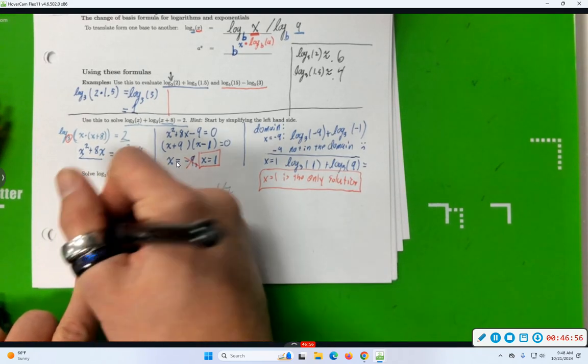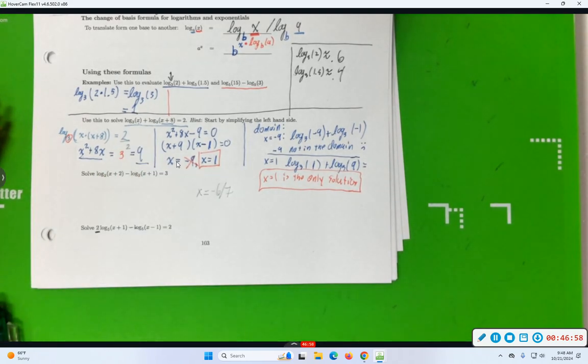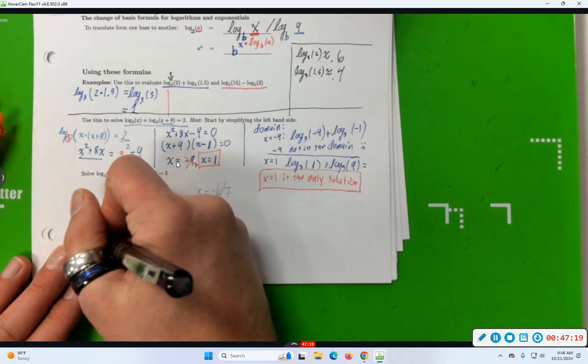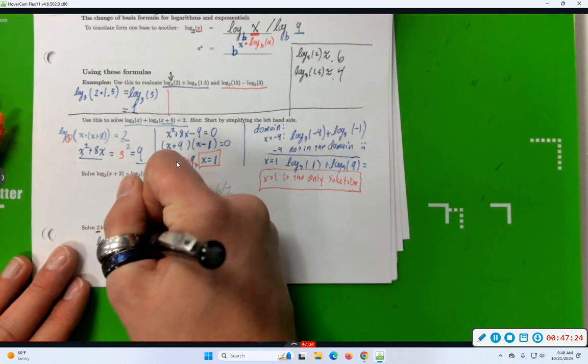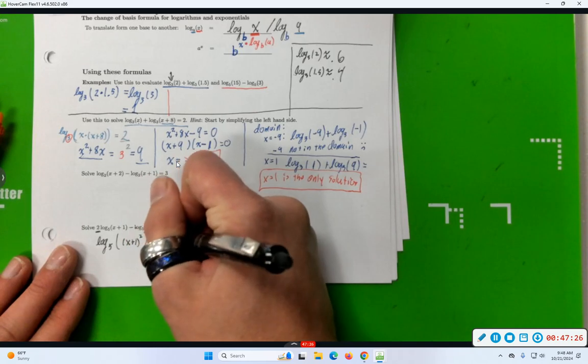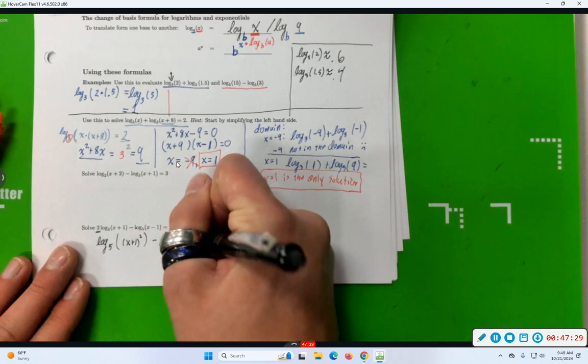I guess the first thing I see here is a 2 in front of the log. It's not on the board, but at the top of the page. Is there a thing in your set of logarithm laws that tells you what to do with that 2? What could you do with that 2? You could put it inside as an exponent. So you get the log, base stays the same, base always stays the same, x plus 1 squared, minus log base 5 of x minus 1, equals 2.